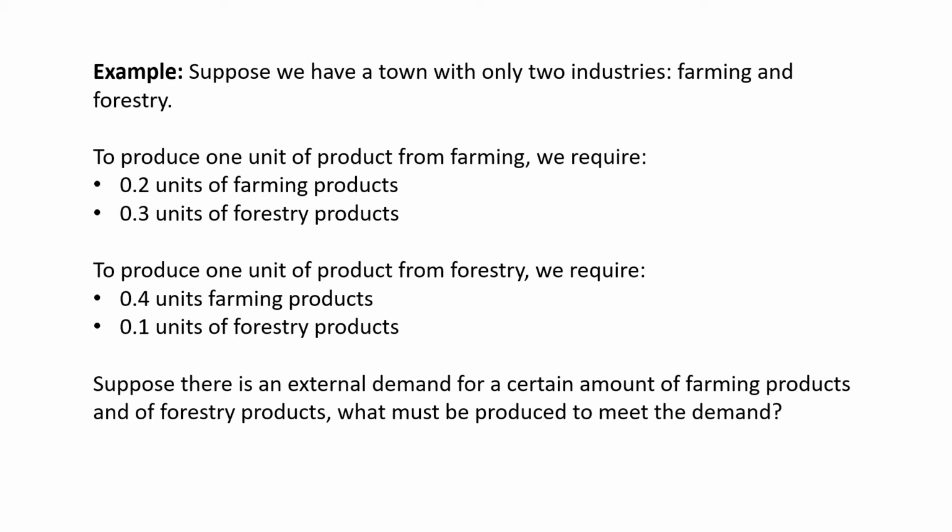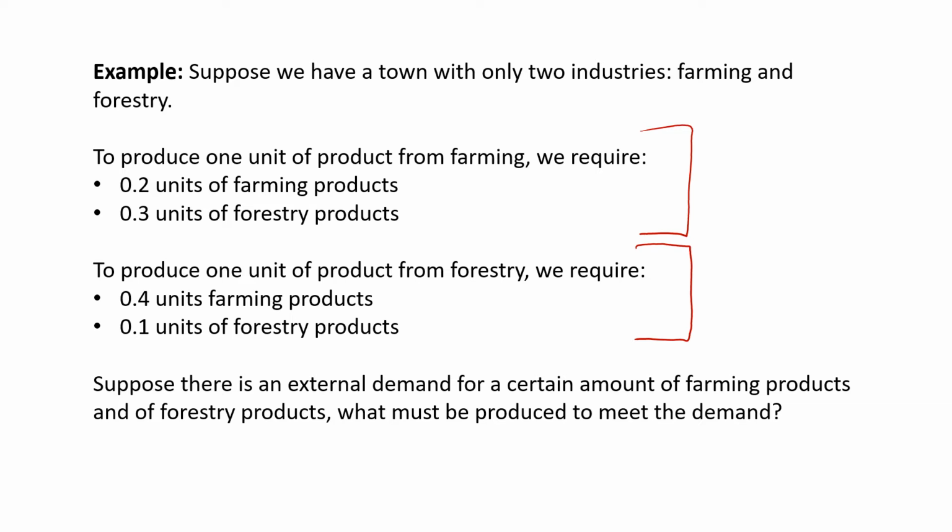So you can see as the farming industry grows, we need to use more and more of what's produced internally, which leaves less for export. Same thing with forestry. To produce every unit of forestry, we need some farming and some of the forestry. So breaking it down, for the farming, this gives the requirements for farming, the proportion that we have to use internally. And for forestry, this gives us the amount of internal forestry products we have to use.